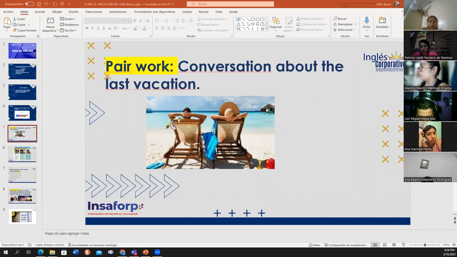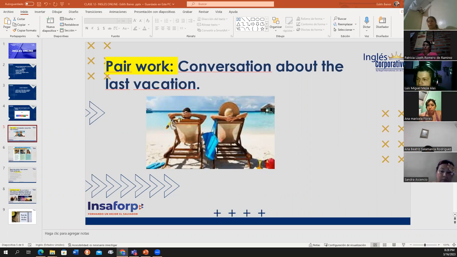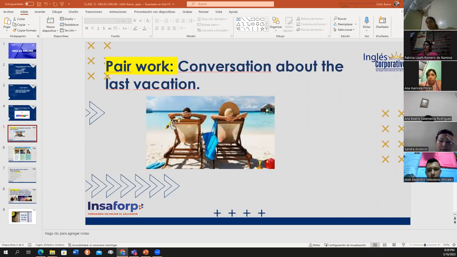Ok, luego tenemos a Luis Miguel y Marjorie, ustedes van juntos. ¿Ustedes van juntos? No. No, yo con María Santos. Yo con María Santos, perdón. Ok, go ahead, Luis Miguel y María Santos.